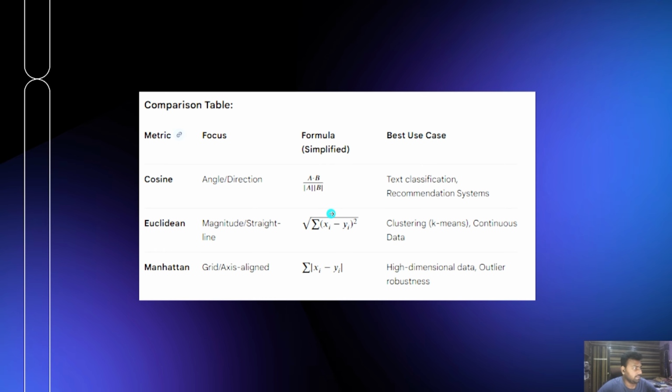So these are the comparisons. Cosine we already discussed, it focuses on the angle. The best use cases of cosine are text classification and recommendation systems, which we are already doing. And Euclidean distance is mostly used in clustering, like k-means, continuous data, etc. And Manhattan distance is used for high dimensional data, outlier-heavy data, etc.